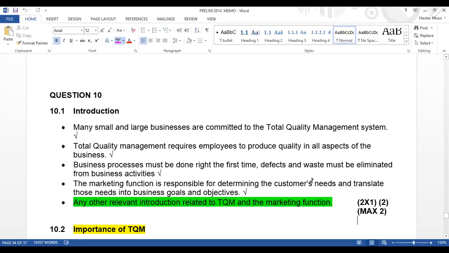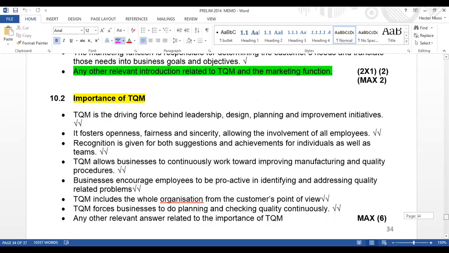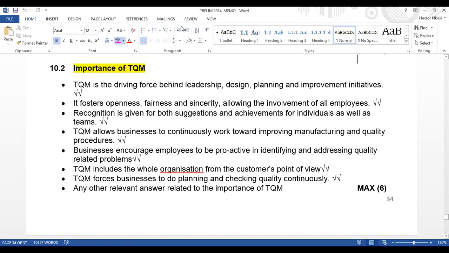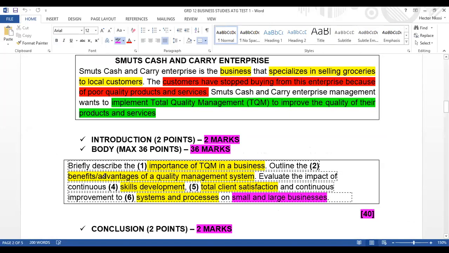Now, let's look at the body. Remember how I showed you the other day how you need to lay out your body. Let me show you one more time. It says here, define the importance of TQM. That's one thing you need to include in your body. Then the benefits of the total quality system, the skills development, the total client satisfaction, and the systems and processes. All of these things are supposed to be in your body.